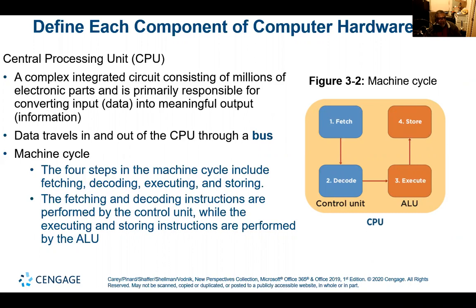Machine cycle. The four steps of the machine cycle include fetching, decoding, executing, and storing. The fetching and decoding instructions are performed by the control unit, while the executing and storing instructions are performed by the ALU.